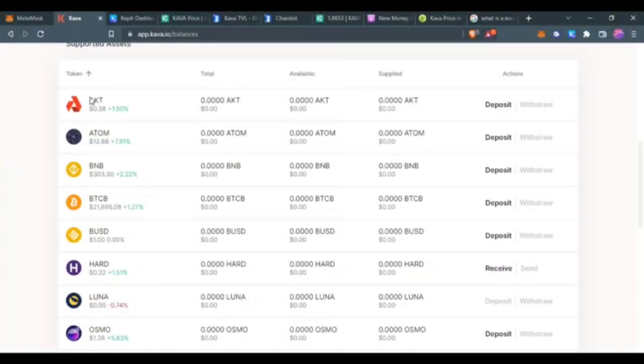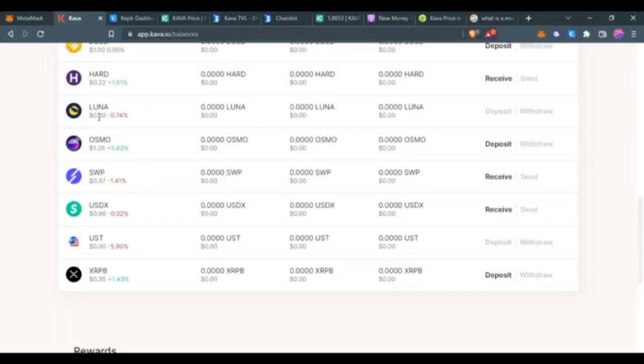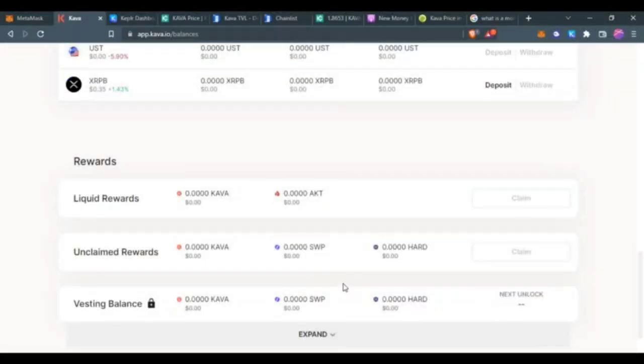You have Akash Network or AKT. Of course, we have Atom, BNB, BTCB, which is a derivative of Bitcoin for the Kava network, BUSD, Kava Lend or the Hard token. I believe this one has since been shut down. You have Osmosis, the SWP token we just covered, USDX, I don't believe UST is usable. And then we have XRPB, which is the XRP derivative on the Kava network.